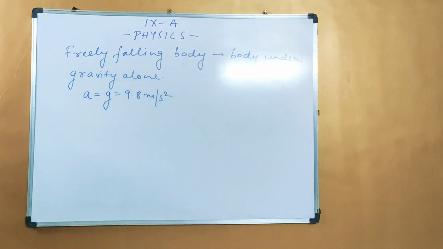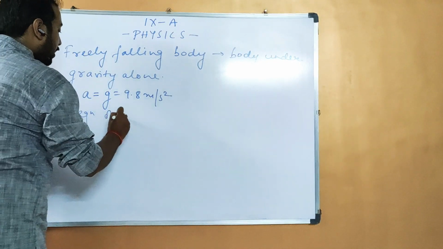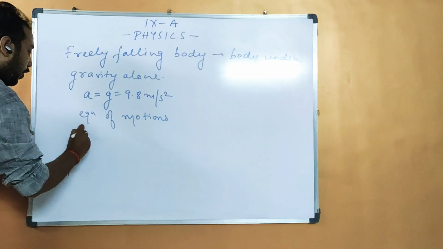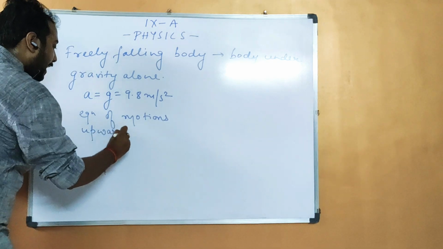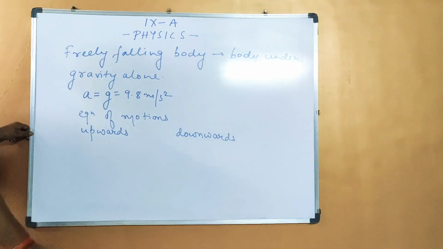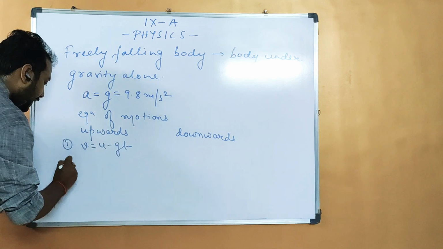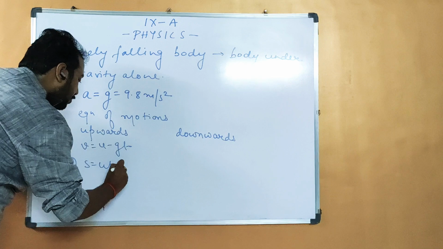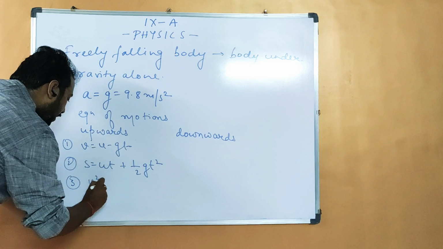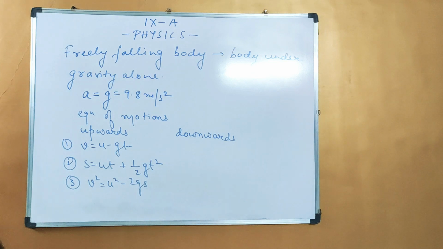I have also told you how to use the equations of motion for upwards and downwards both. For upwards, the first one was v = u - gt. Second one was s = ut + half gt square. And third one was v square = u square - 2gs, as we have studied in the previous class.